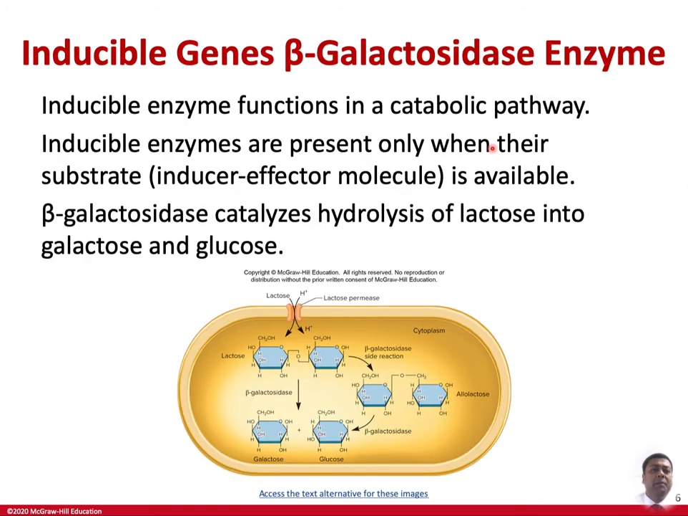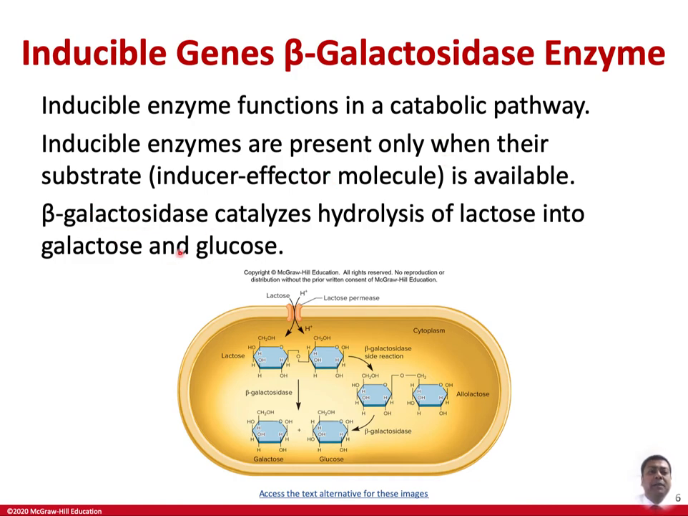So here is an example of these inducible genes, beta-galactosidase. Beta-galactosidase is an enzyme which is required for lactose metabolism. This is a catabolic pathway. That means that we are using catabolism. That means the bacteria is getting a sugar, which is lactose, that needs to be broken down into its monosaccharides, which are glucose and galactose. So inducible enzymes are present only when their substrate or the inducer effector molecule is available. The inducer effector molecule is lactose here.